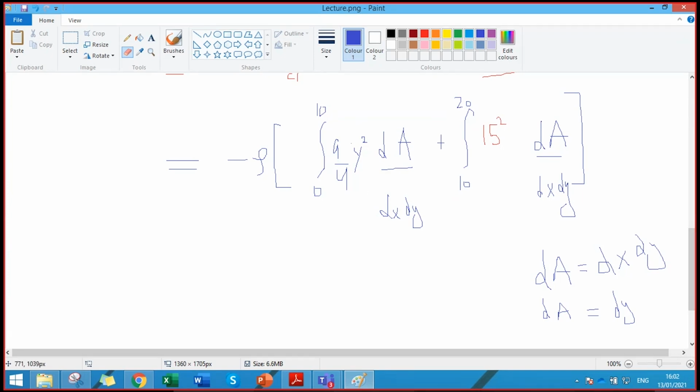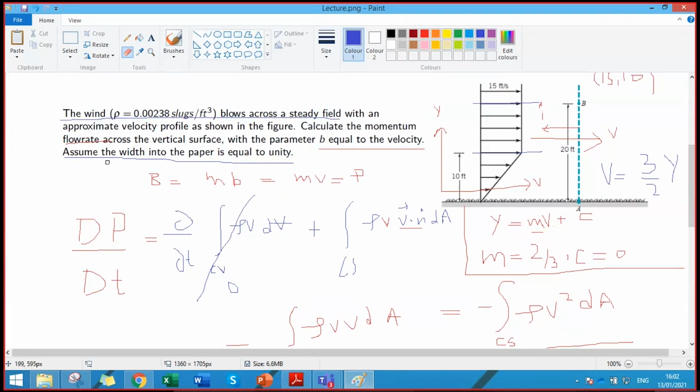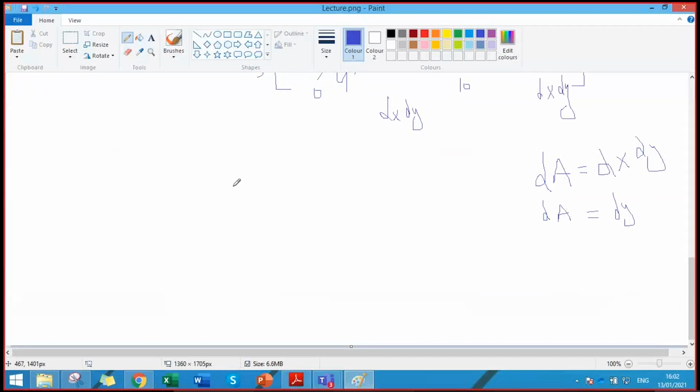Because it should be a double integral, no? dA should be a double integral, but the question has explained that the area is based on only one parameter, because the other parameter is equal to unity. Let me draw here. We know that area will be calculated based on the flow across this cross-sectional area, right? This is your dA, and if this is dx, this base, and this is dy, so dA would be dx into dy, right?